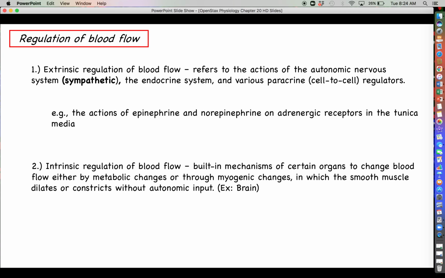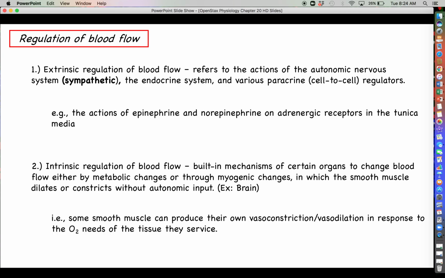A good example of this is the brain. The brain always needs to be receiving a certain portion of the blood supply, so we would not want something to go wrong coming from the autonomic nervous system that would cause the brain to not get its fair share of the blood supply. So it's able to determine for itself how much oxygen and how much blood it actually needs. In this case, the smooth muscle in the arterioles that surround the brain can produce their own vasodilation and vasoconstriction effects in response to the oxygen needs of the tissue they service.